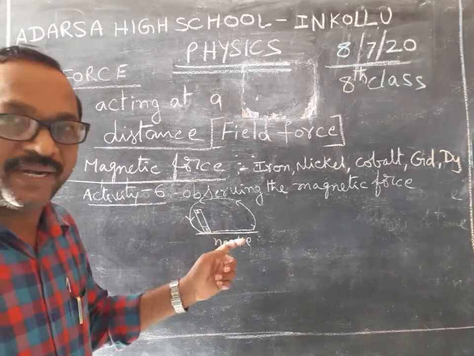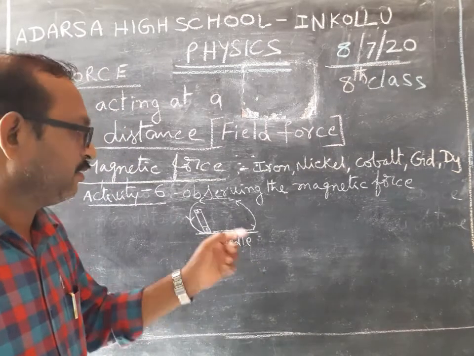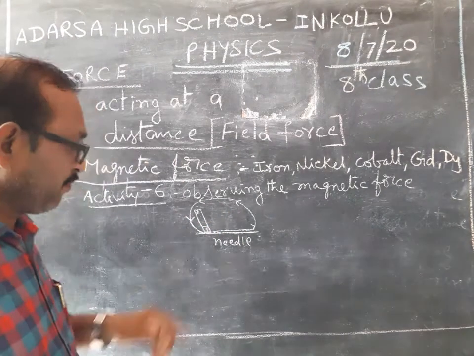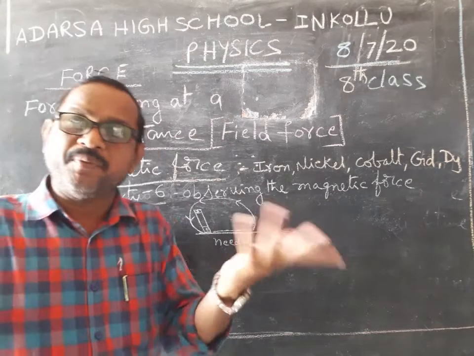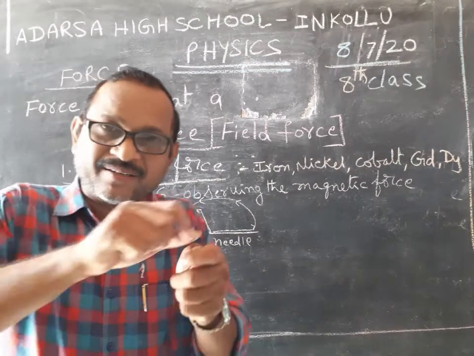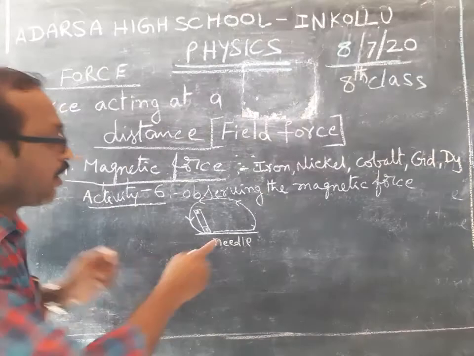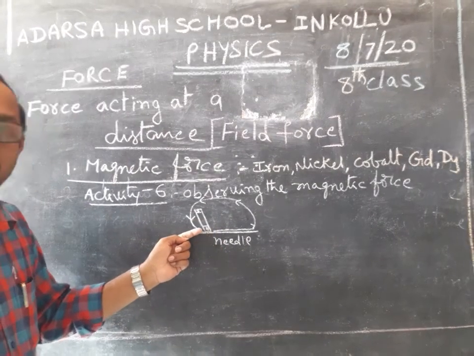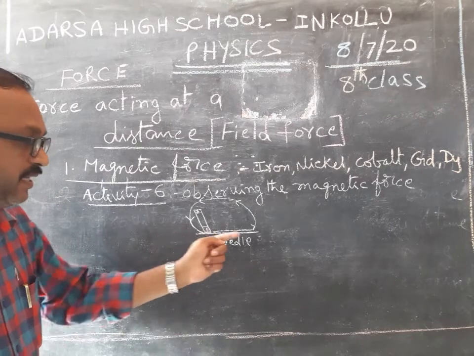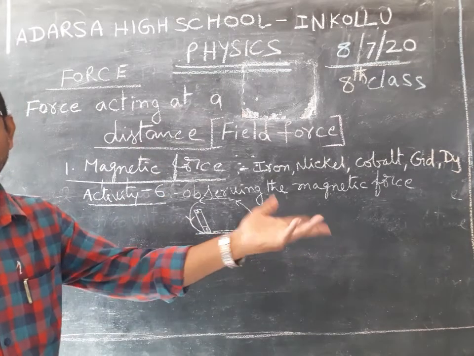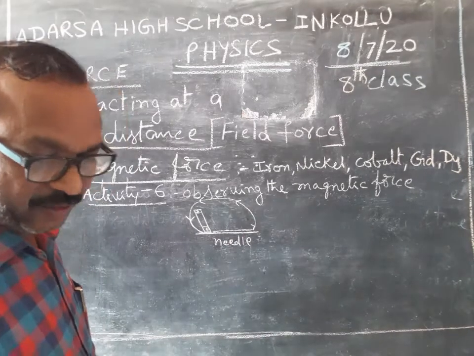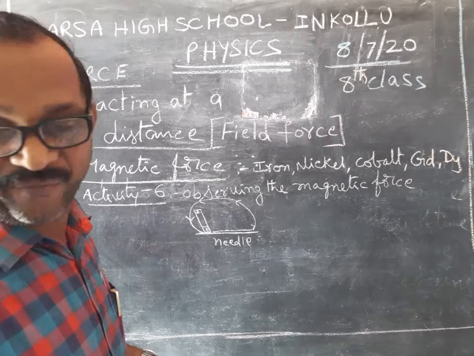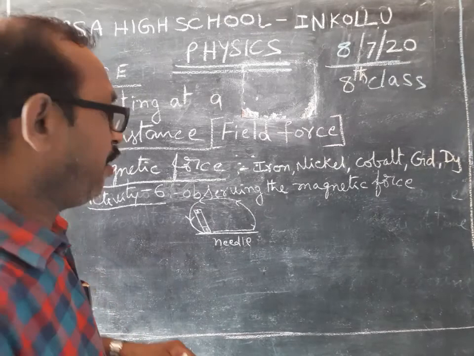Now rub it with the magnet in the single touch method. After some time, this needle also becomes a magnet. When a needle is rubbed with a magnet with any one of the poles, it becomes a magnet. How can we find out whether it has become a magnet or not?